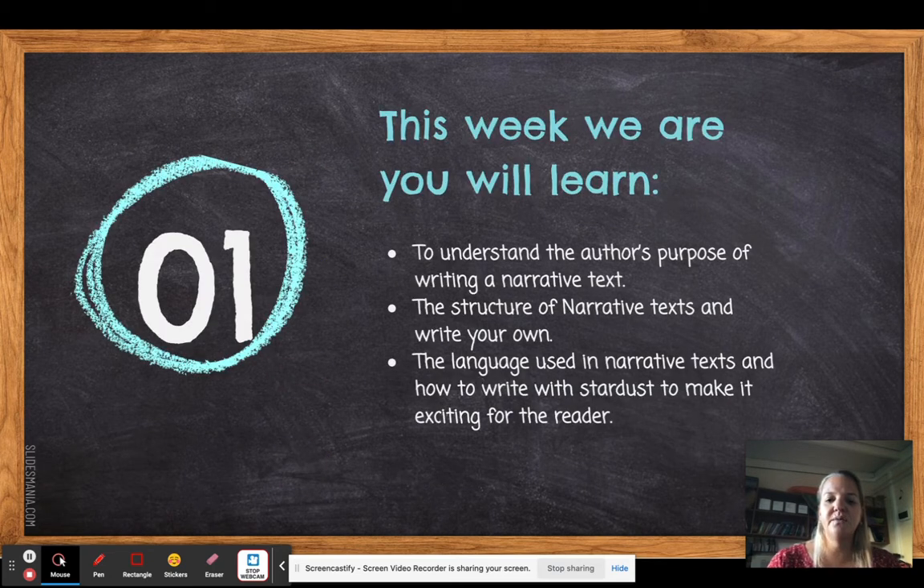So this week you will learn, and sorry, yes, there is a grammatical error there. I will fix it. This week you will learn to understand the author's purpose of writing a narrative text. You will learn the structure of narrative text, and you will write your own. And you will learn the language used in narrative text and how to write with Stardust to make it exciting for the reader.